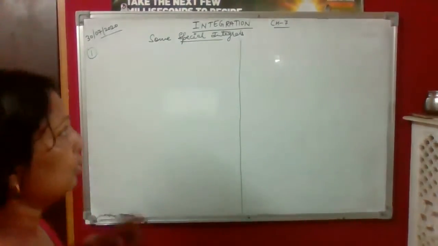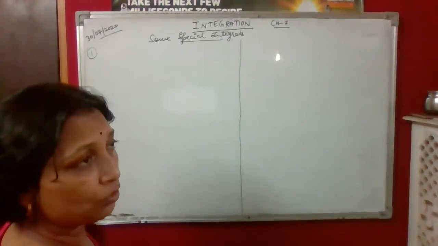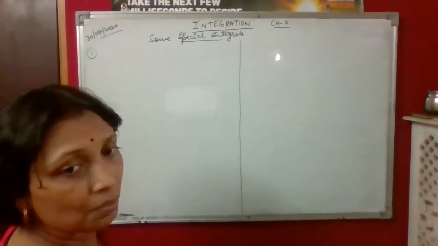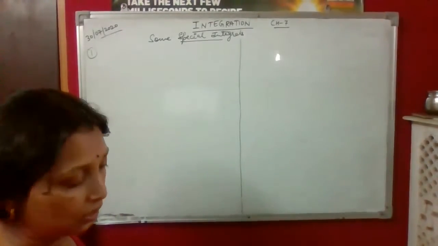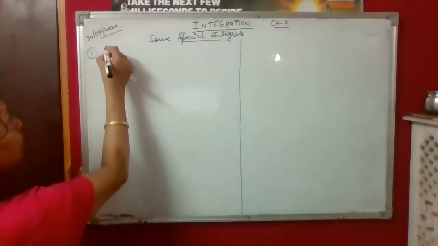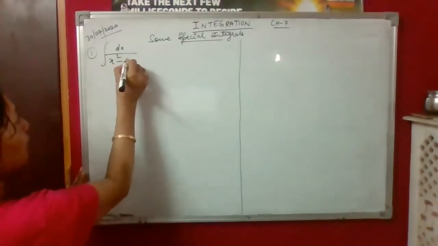Today we are going to study some special integrals. We have some formulas here: if a function of this type is there, we can just apply the formula and integrate the function. So first of all, we have the integral of dx upon x square minus a square.